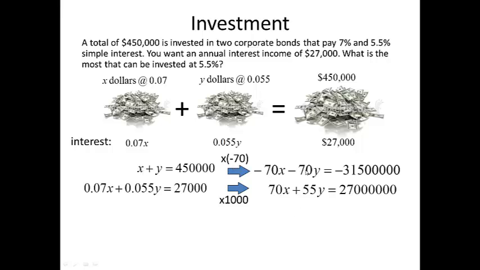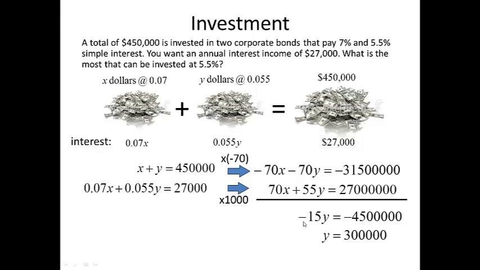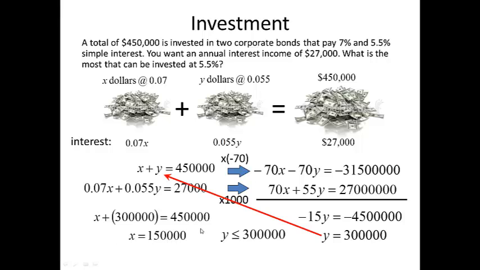So negative 70x, negative 70y is equal to a negative, let's see, looks like 31,500,000. Okay. Do my elimination, cancel the x's. I get a negative 15y is equal to negative 4,500,000. Dividing by a negative 15, I get 300,000 is how much I have in my y investment. So if this is 300,000, then that means on the x I have to have 150,000 altogether, making 450,000.